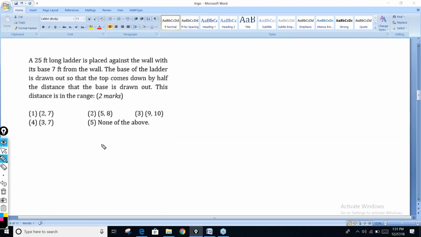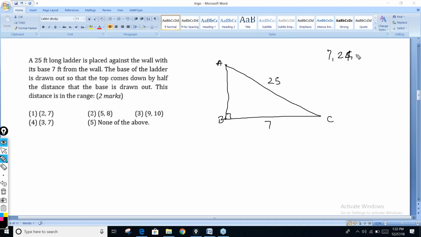Next question says a 25 feet long ladder is placed against a wall with its base 7 feet from the wall. So there is a wall, there is a ladder which is 25 feet, and its base is 7 feet away from the wall. So that is 7, that is 25, and that is a wall. So after looking at this number, I can say that this part will be 24. If you remember the triplet, it is 7, 25, 24, 7, 24, 25.